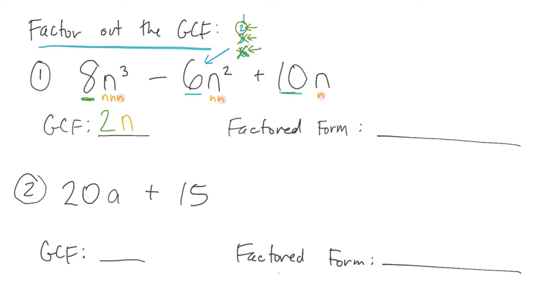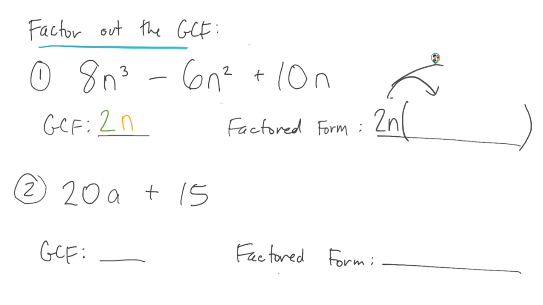Once I have that information, I take my 2n, and notice I'm including both the 2 and the n, and I open up my big set of parentheses. Now I'm going to unmultiply. I want to figure out what to put in these parentheses so that when I distribute this 2n, I end up getting this. That's my goal. You just do it piece by piece; you don't need to do it all at once.